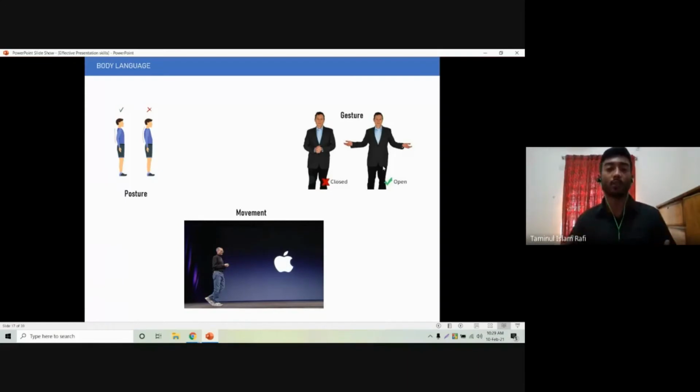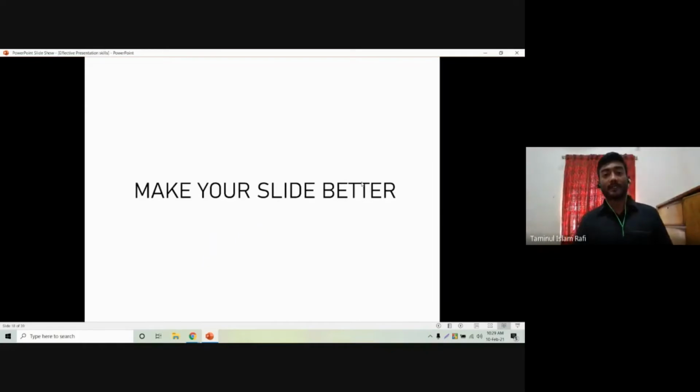Your voice has to be louder. Your voice has to be clear, right? So your gesture has to be open, as you are seeing in the picture, and sometimes you can move around on your stage. It will bring your presentation to an upper level. So this is the core part of our presentation.